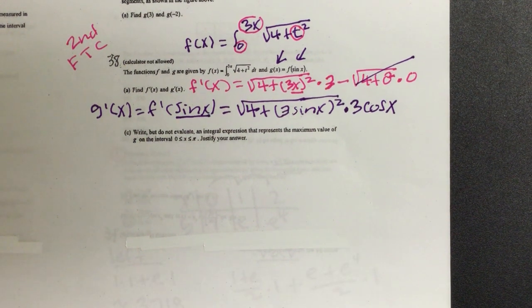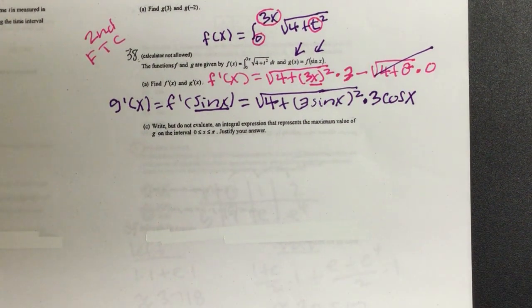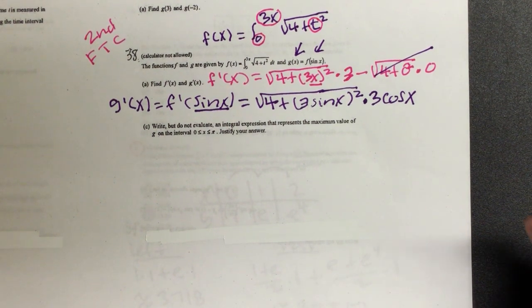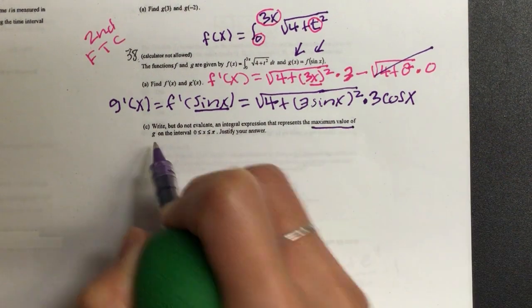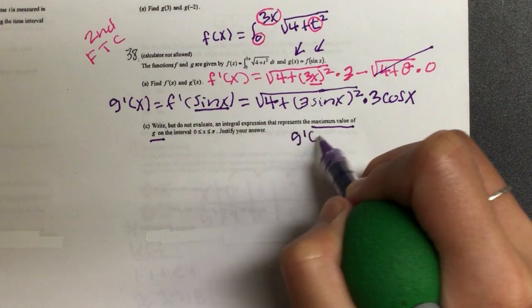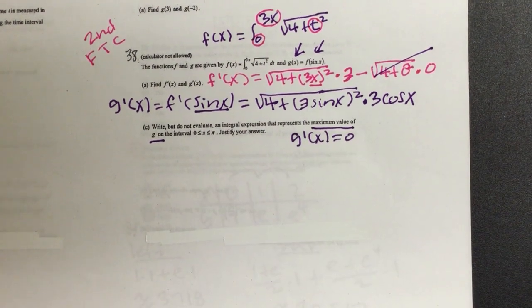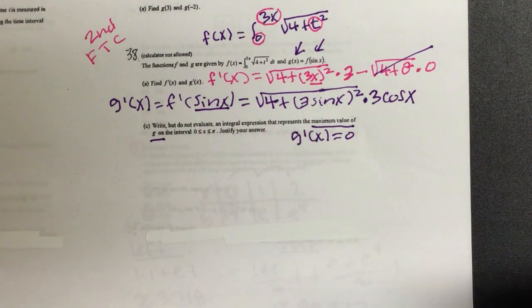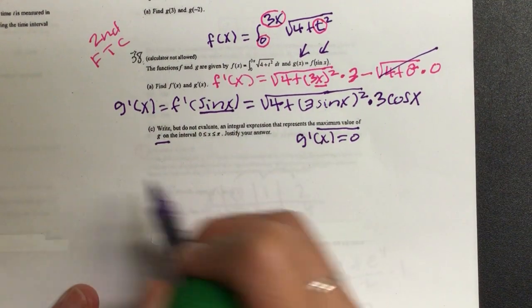Let's read. Write but do not evaluate an integral expression that represents the maximum value of g on the interval 0 to pi. Justify your answer. All right. So we want to find the maximum of g. And to find the maximum, that means we're looking at g prime of x must equal 0. Didn't we already have g prime of x evaluated right here? Okay, so let's write that piece.